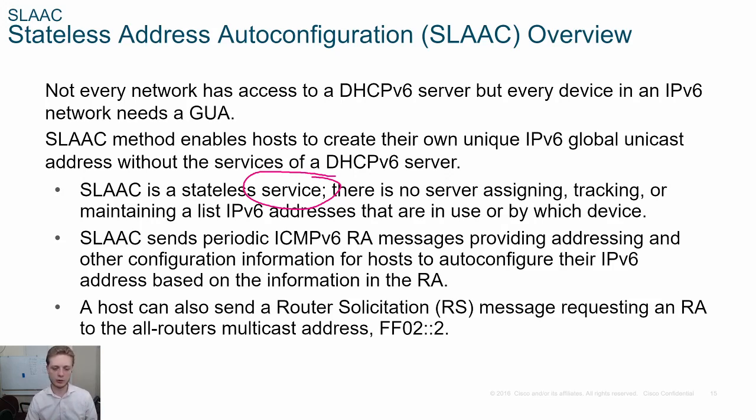SLAAC is going to send periodic router advertisement messages providing addressing and other configuration information to hosts to automatically configure those addresses. The router advertisement messages will come from routers to your hosts to give them the prefix length, the global unicast routing prefix, and stuff like that. If our host doesn't get one of those router advertisements, we can send a router solicitation to request one. And we'll send that to an all routers multicast address. Every router will subscribe to this multicast address, ff02::2.